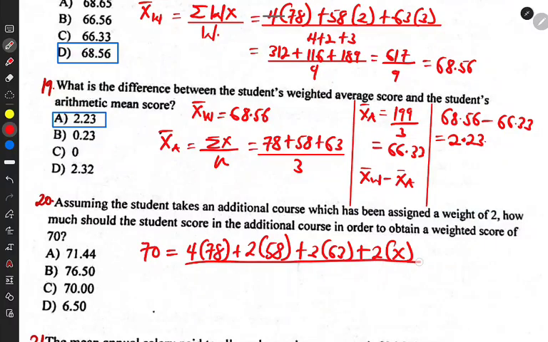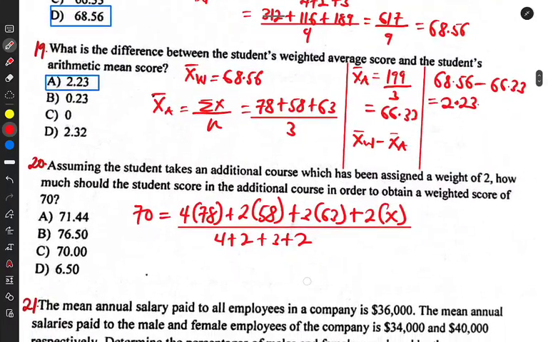And then divide all by the total weight of what? 4 plus 2 plus 3 plus what? 2. So straight up, just have to do our cross multiplication and we are good to go. So we'll have here as what? 4 plus 2, we're going to get 6, plus 3, we are getting 9, plus 2, we are getting 11.